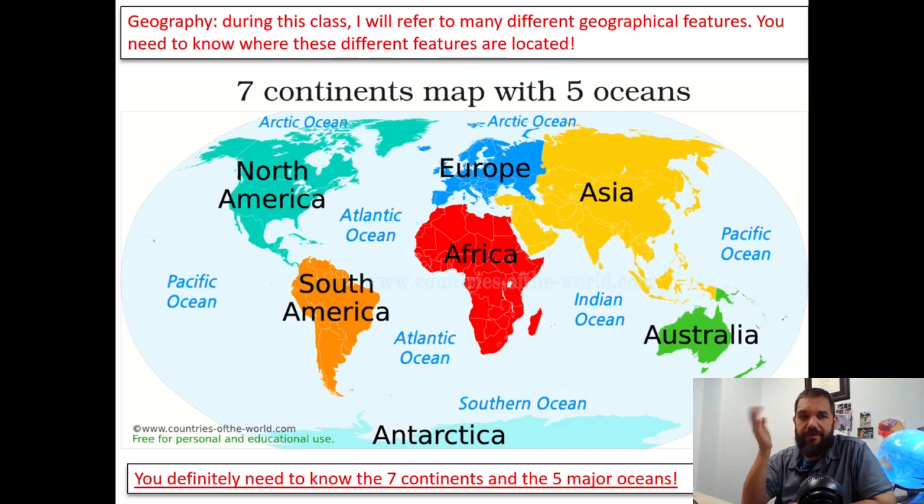So this kind of goes without saying, but obviously you should know the 7 continents. And you should know the 5 oceans. A lot of people don't know the 5 oceans. They know 3. They know Atlantic, Indian, Pacific, but they don't know the Arctic and the Southern. Okay, so the Arctic Ocean and the Southern Ocean are here.